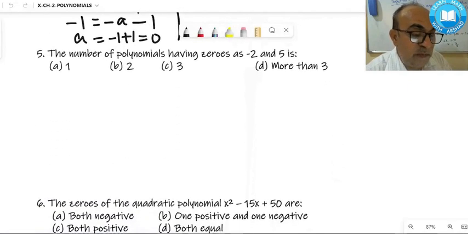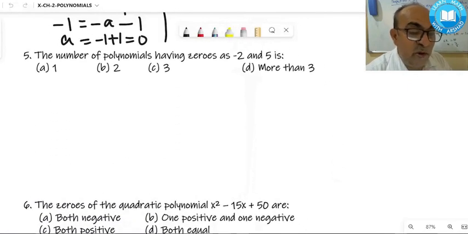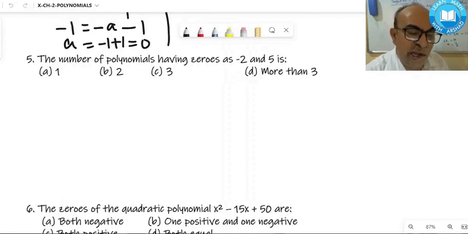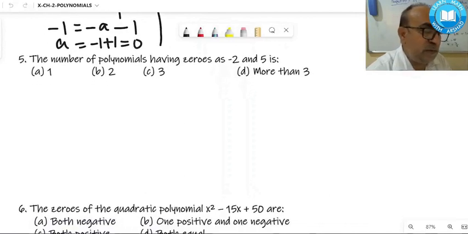Now the next one, the number of polynomials having zeros as minus 2 and 5. There are infinitely many polynomials if one zero is given or two zeros are given, so more than 3 will be the answer.